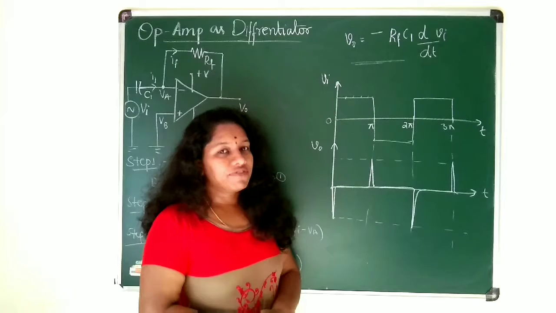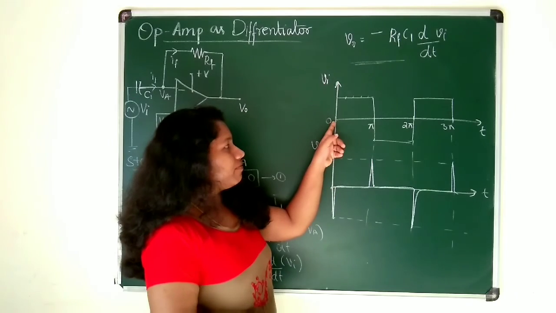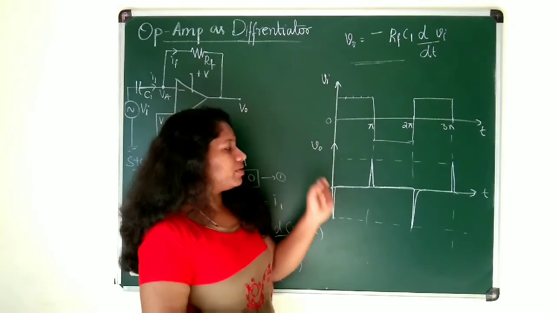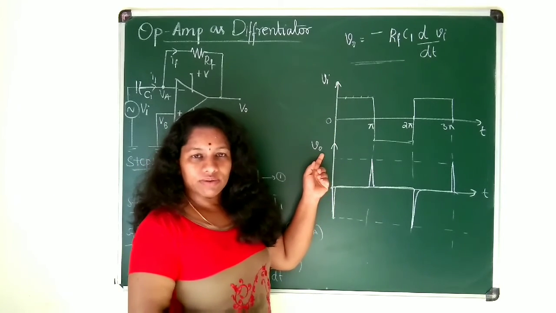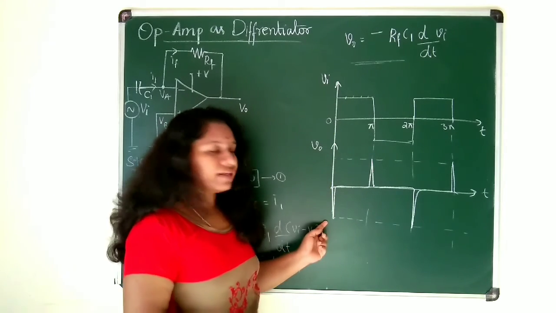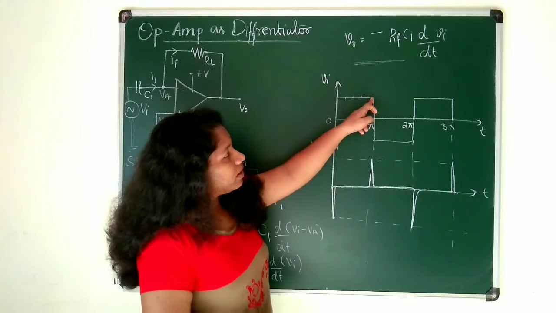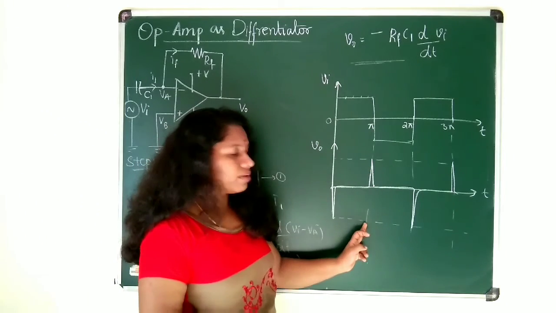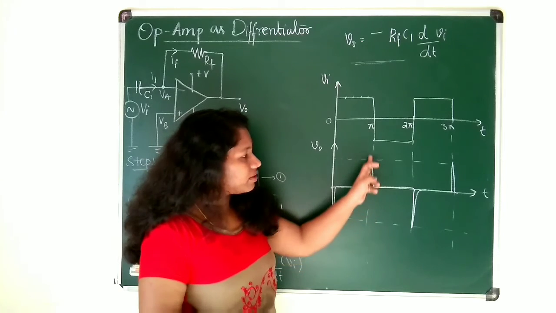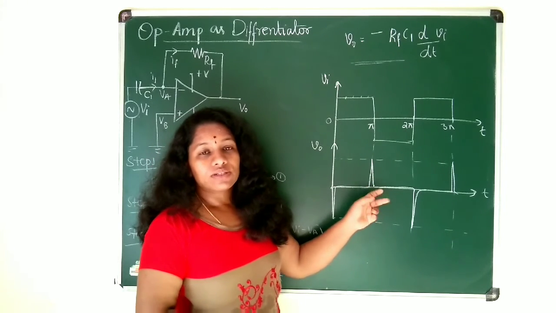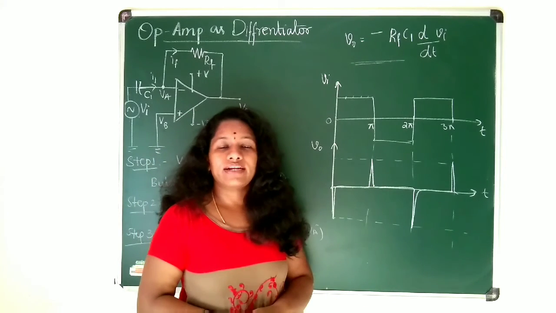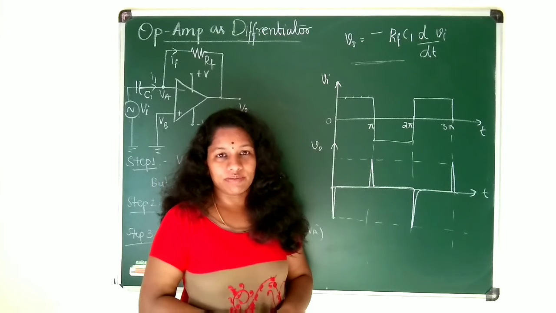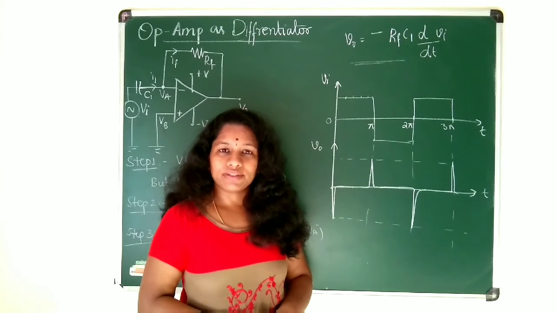If you observe here, for the difference from 0 to 1, it should come in the high value, that is the positive cycle, but it is coming in the negative cycle. When the input is falling from a higher value to a lower value, the output should come in the negative cycle, but it is coming in the positive cycle. This is because, you know, the input is fed to the inverting terminal of an op-amp. So the output will be an inverted form of your input voltage.